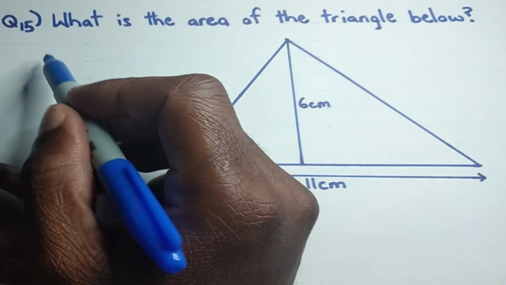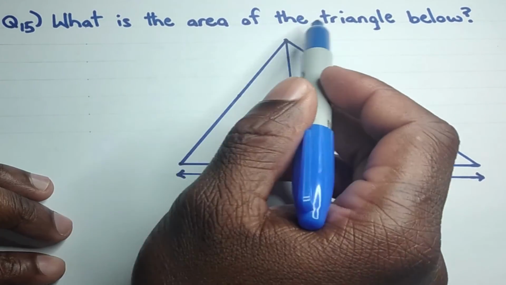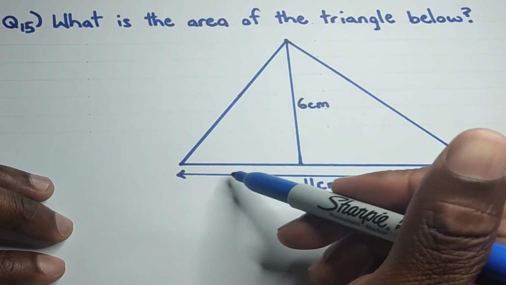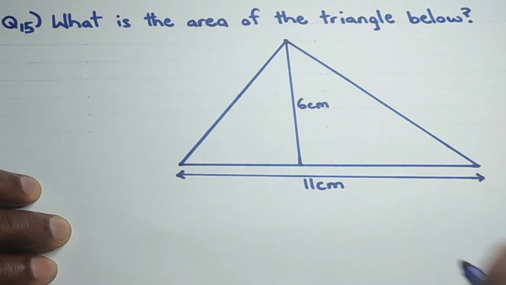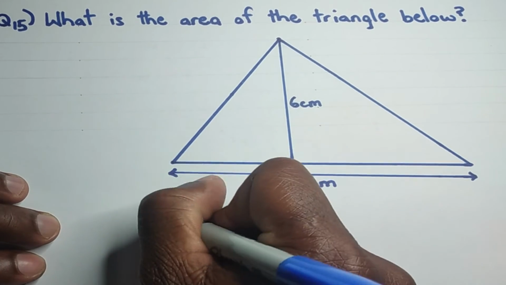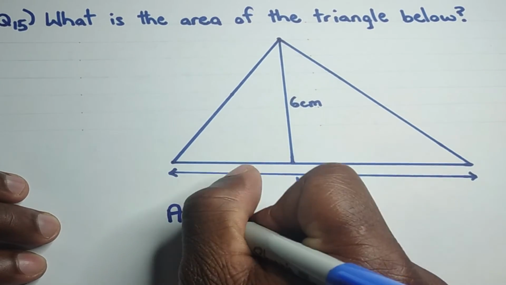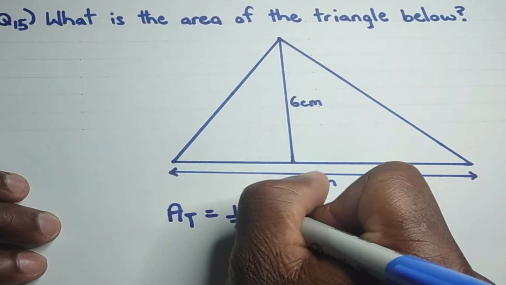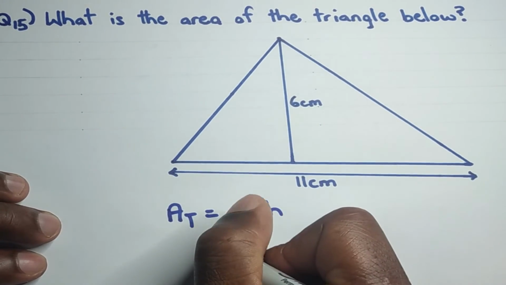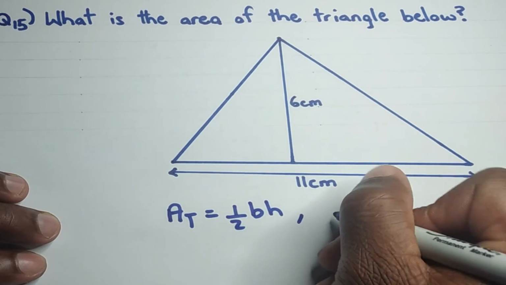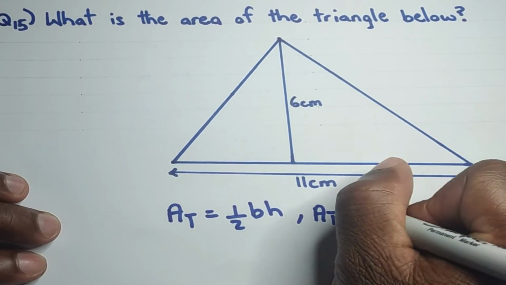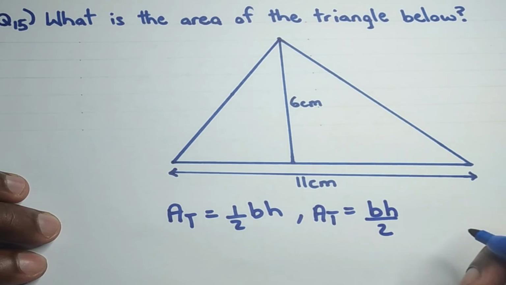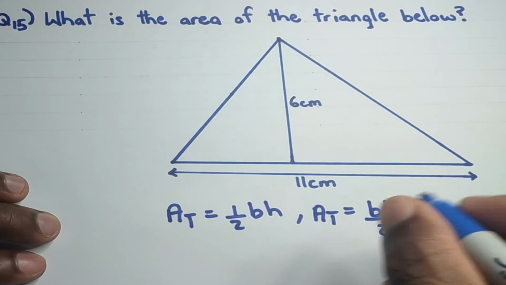So let's look at question 15. What is the area of the triangle below? Here we have the perpendicular height and we have the base. So what is the area of a triangle? Remember this formula? The area of a triangle is equal to half base times height. Another way we could write this formula is, the area of a triangle is equal to the base times the height over 2. Same thing as half base times height.